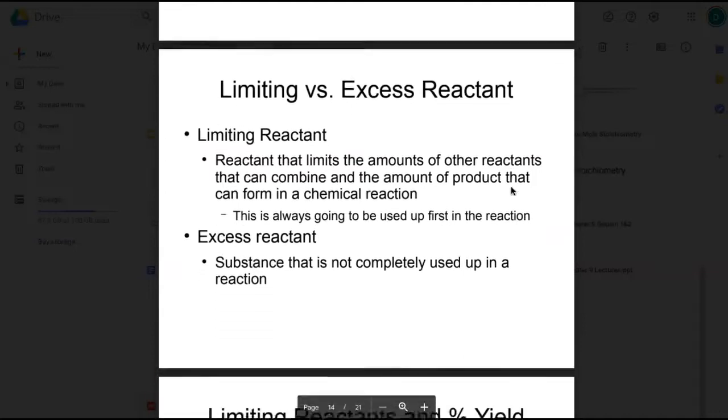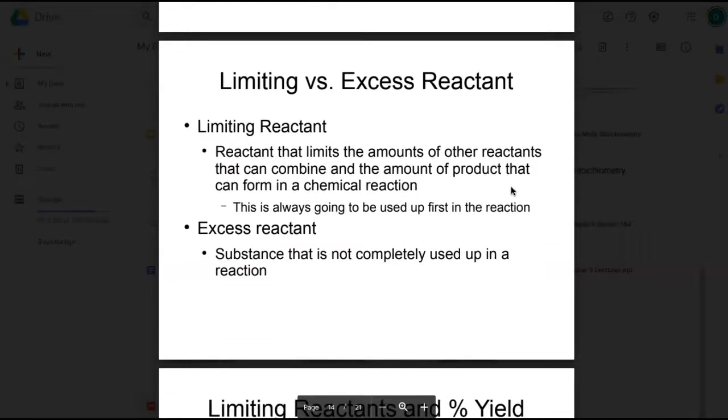So limiting and excess reactants. Anytime you have a chemical reaction with at least two reactants, one of those will be limiting and one of them will be in excess, usually. The limiting reactant is the reactant that gets used up first. If you run out of one of the reactants, then the reaction stops because you have no more starting material to work with. The excess reactant is the substance that's not completely used up during the reaction, so you'll have some left over.